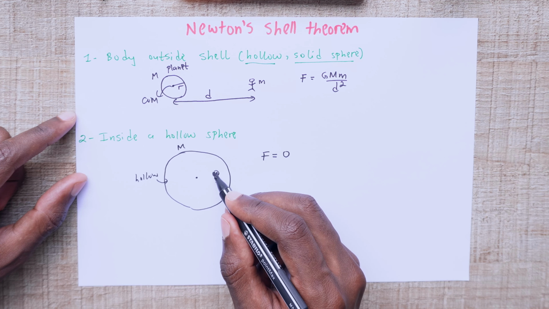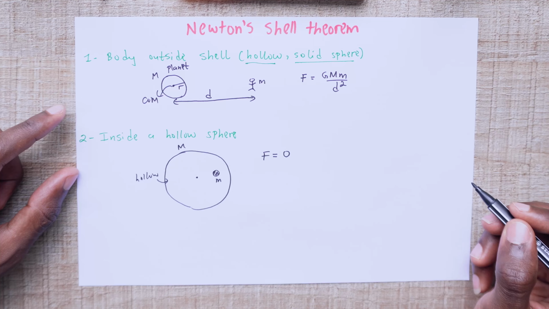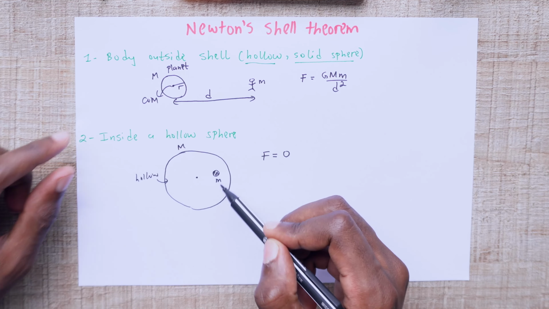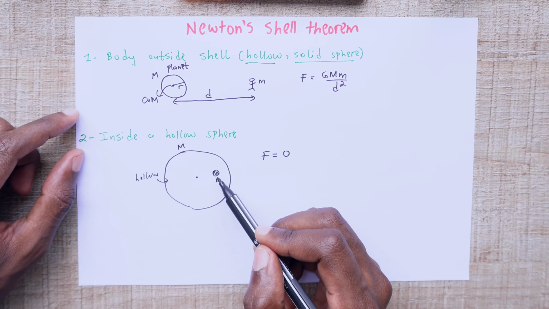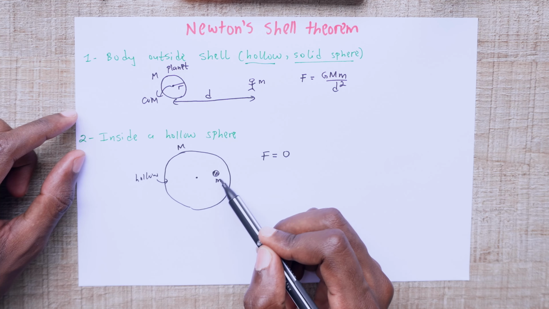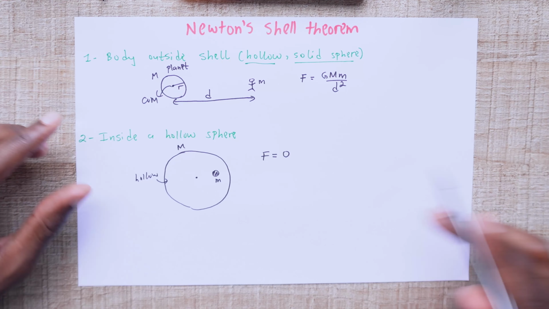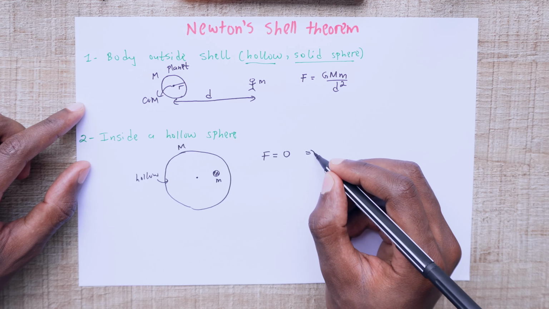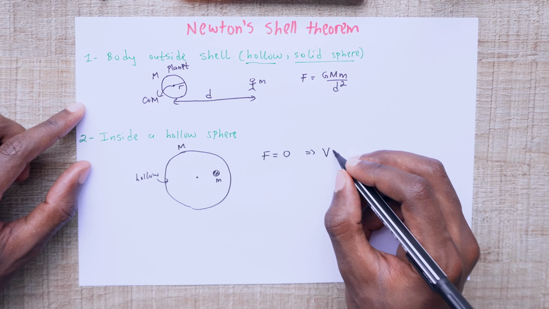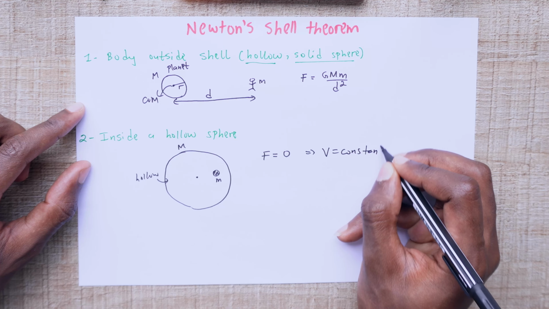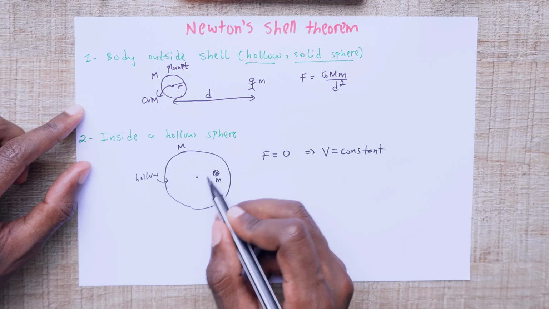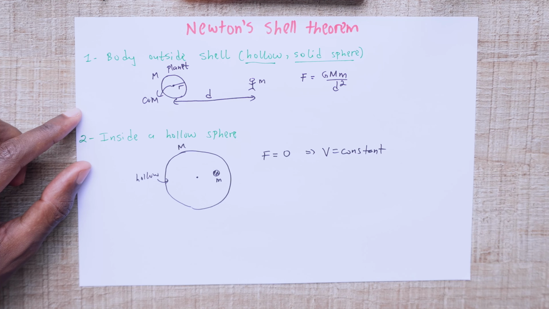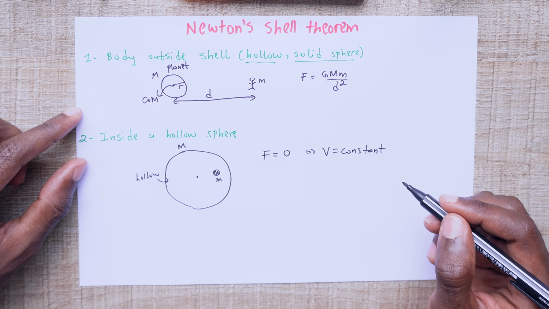So this object has, like, the mass has no influence on the tiny object small m, which means if the object little m is placed there, it stays there forever. It experiences no force. And what this implies is that the potential is constant. The gravitational potential in which small m sits is just a constant anywhere inside this shell.